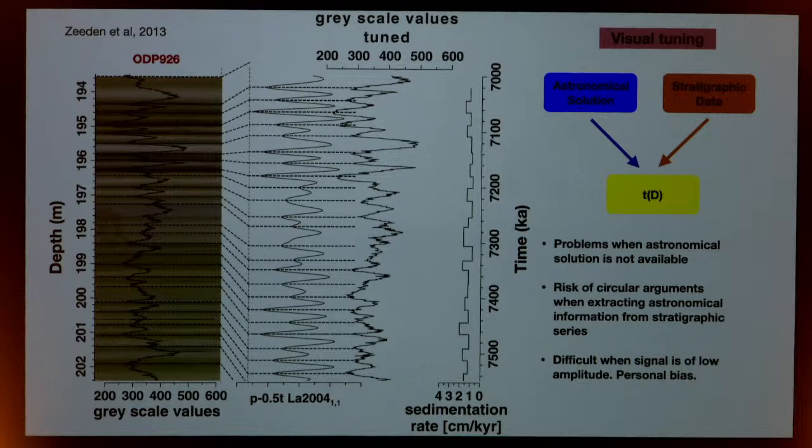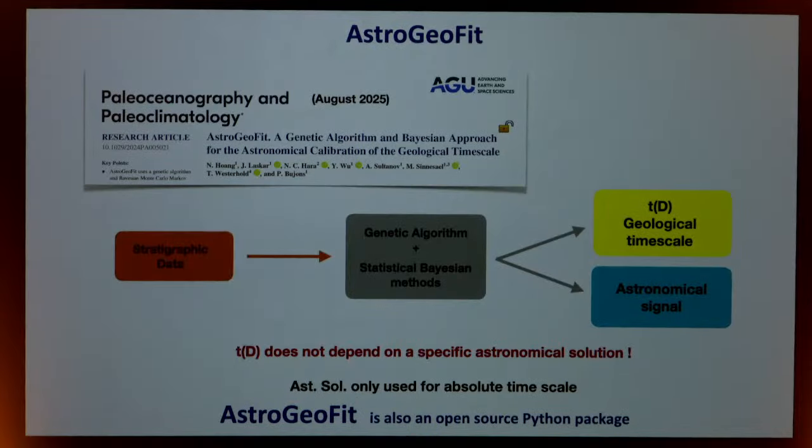We want to recover the information of the deposition time, and we want to retrieve the eccentricity from just the sediment without the need of an orbital solution. We want to use it to get an orbital solution. And this is what we did recently, and it's just published. You just take the stratigraphic data, and by a genetic algorithm and statistical method, we get both the time-depth correspondence and the astronomical signal. How is this possible?